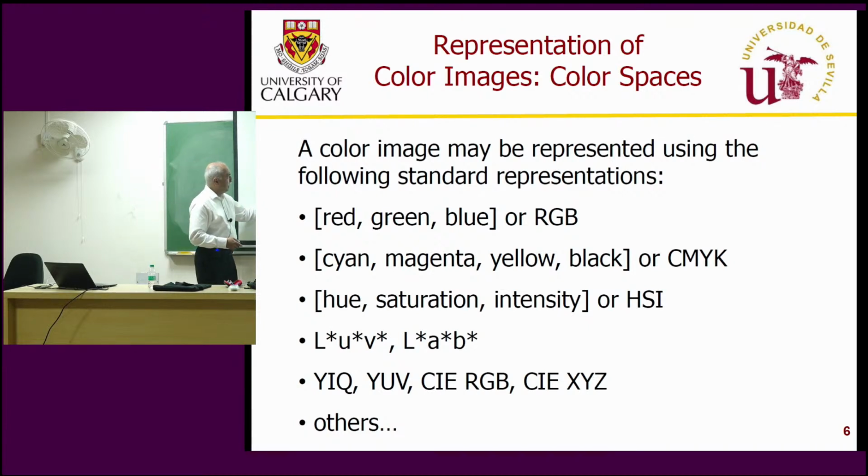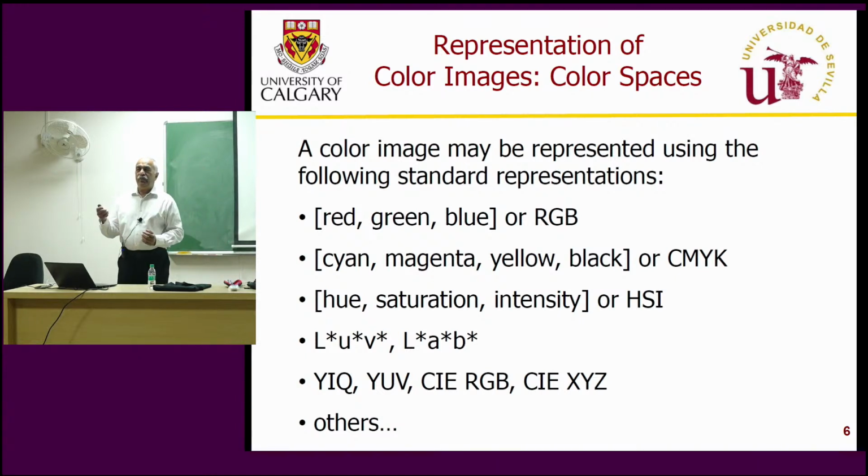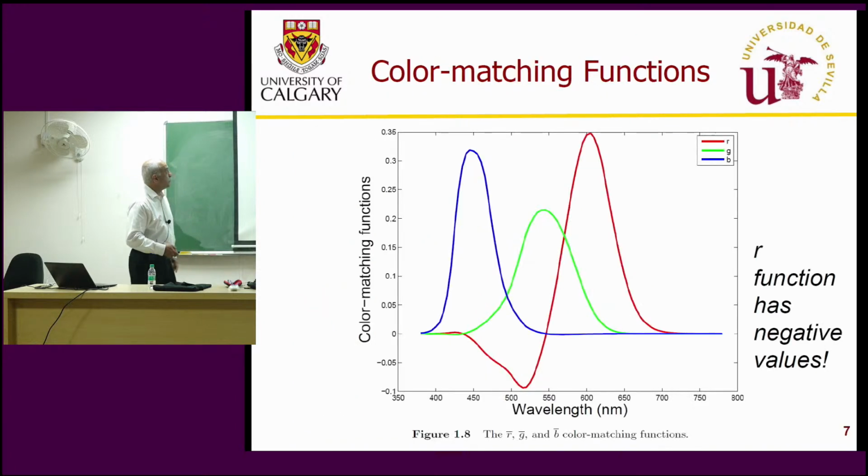And then there are these others, YIQ, YUV, and so on, that have been used for various other representations of color signals in TV and other applications. CIE also came up with standardized RGB in XYZ coordinates. I'll mention some of them, not all of them.